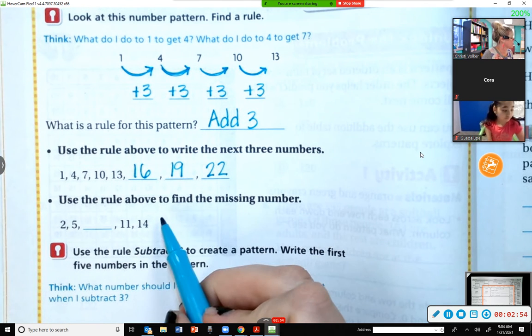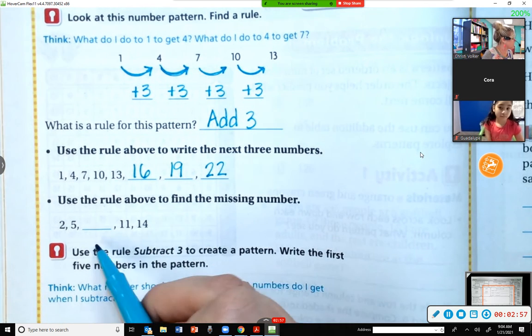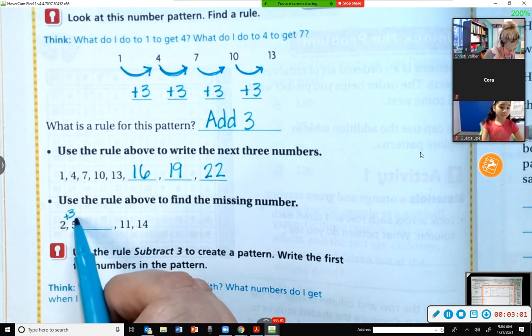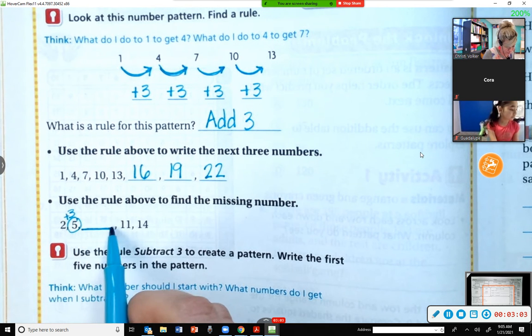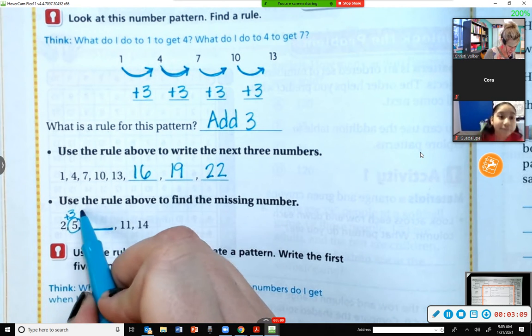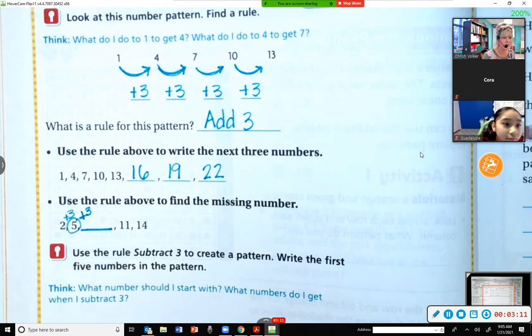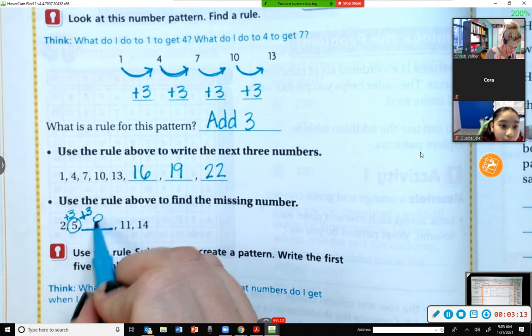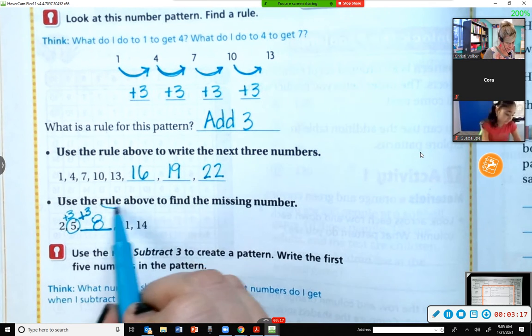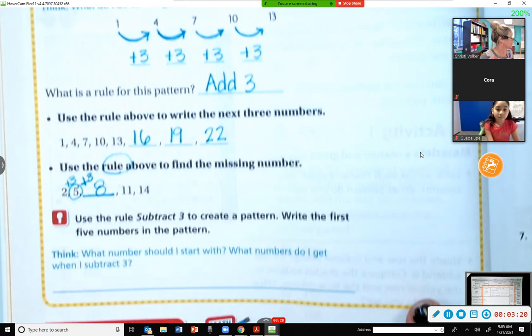So let's use the rule above to find the missing number here. So 2 plus 3 gives me 5. So what am I going to do to find this missing number here? You have to add 3 to 5. Good. 5 plus 3 is 8. Okay? So remember, we're finding the rule. It has to work out for the whole pattern.